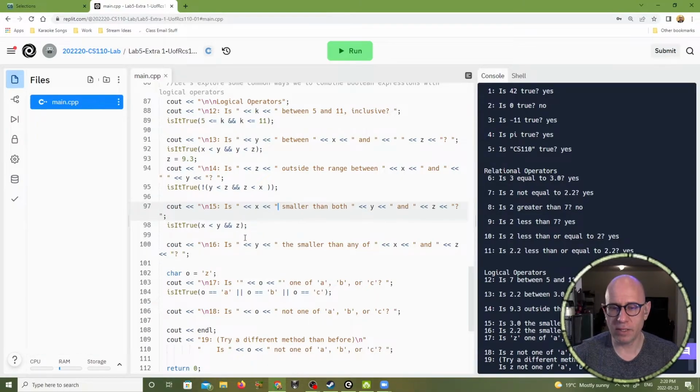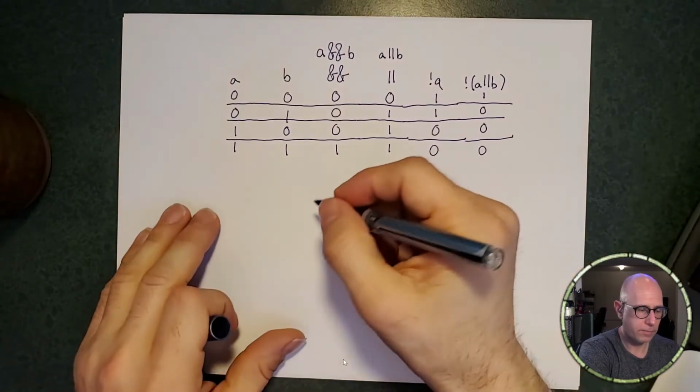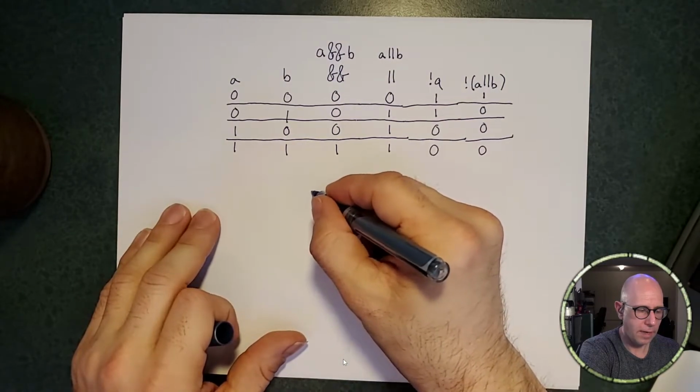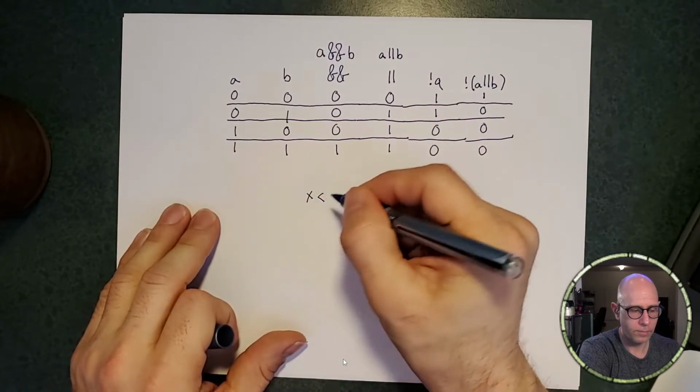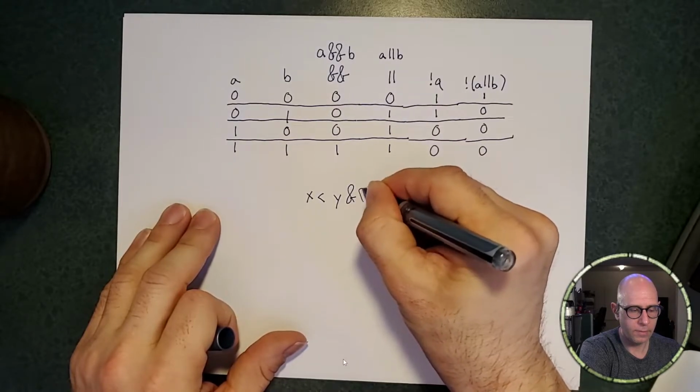And I'm going to go to my piece of paper here now to show you why. There's an order of operations we need to consider. We have asked the question, x smaller, y, and z.